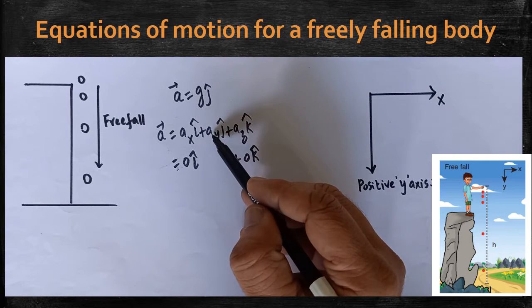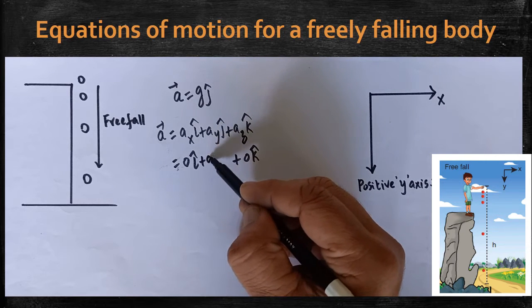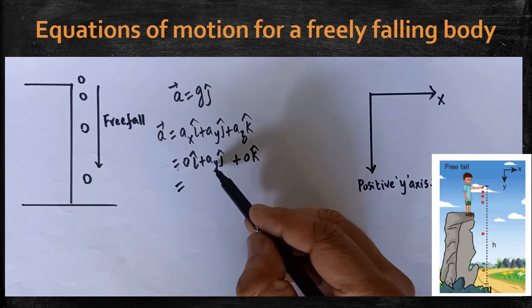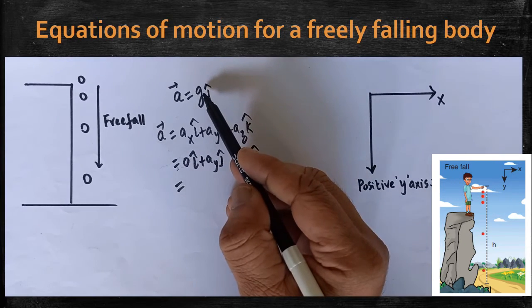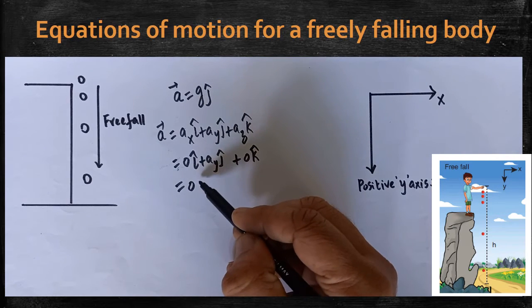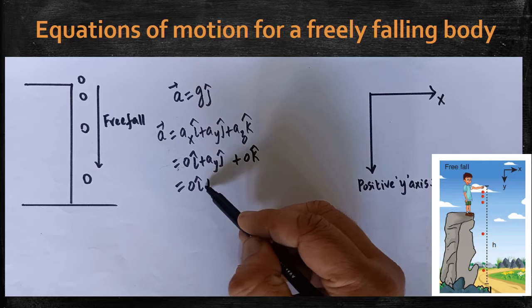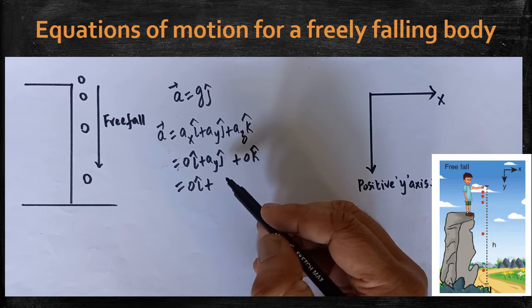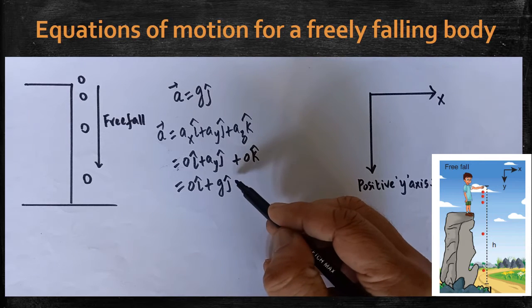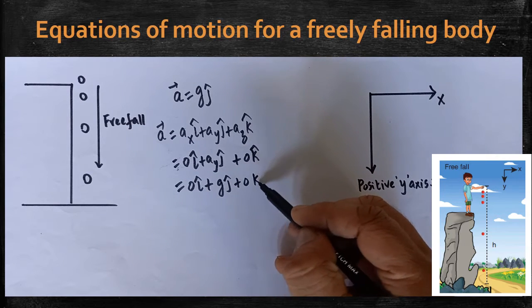But the only component available is along the y-axis. In which form is it written? It can be written in terms of g. Therefore, 0 i cap plus g j cap plus 0 k cap.